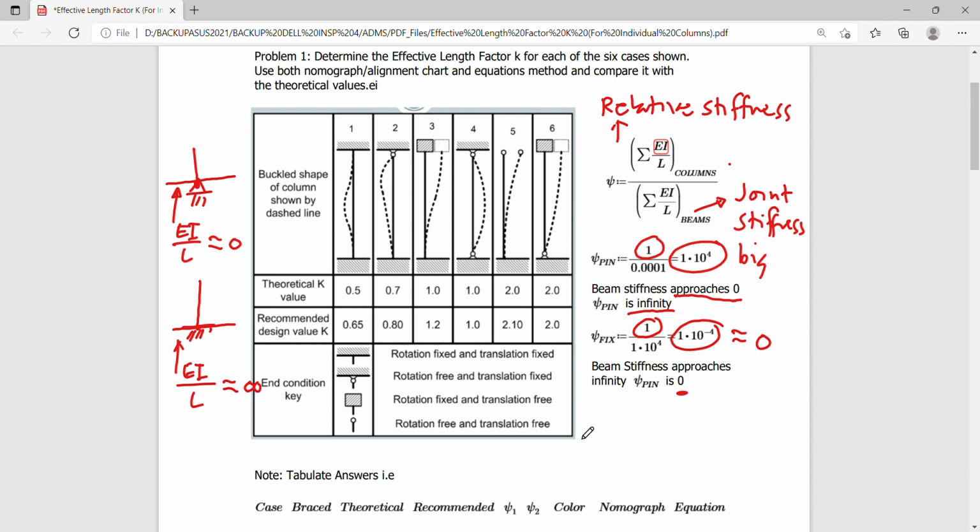So in summary, the psi, or the relative stiffness of a pin joint, is therefore a very big value, while the relative stiffness of a fixed joint represents a very small value which can be taken as 0.